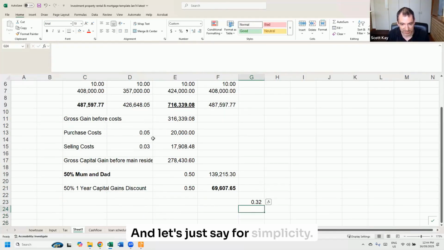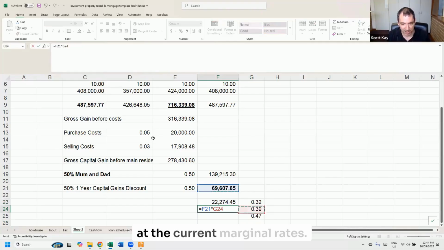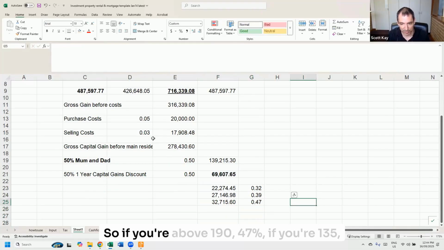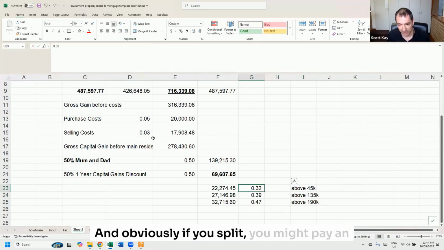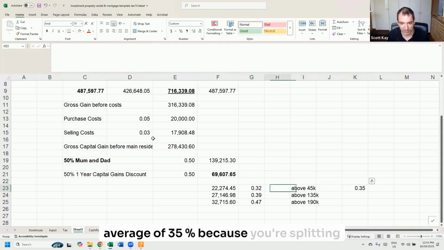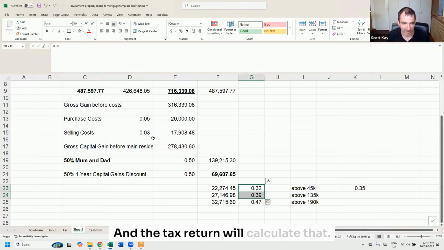And let's just say for simplicity, this gives an example of what you would pay at the current marginal rates. So if you're above 190, 47%. If you're above 135, you're paying 39%. If you're above 45, you're paying 32%. And obviously if you split, you might pay an average of 35% because you're splitting these two rates, and the tax return will calculate that.